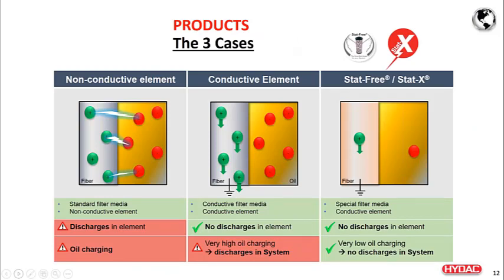So how do we differentiate ourselves from the competitors? In this, there are 3 different cases. First is the non-conductive element. When this issue started happening, most OEMs of filtration started with the non-conductive element. When you have the non-conductive element, the charge generation happens between the metal or the glass fiber and the oil. Upon separation of that charge, discharge occurs and you have the problem.